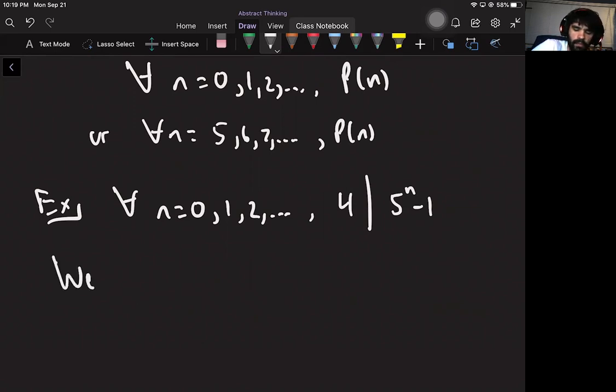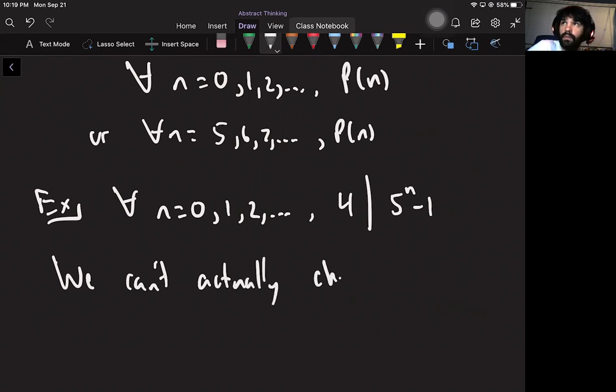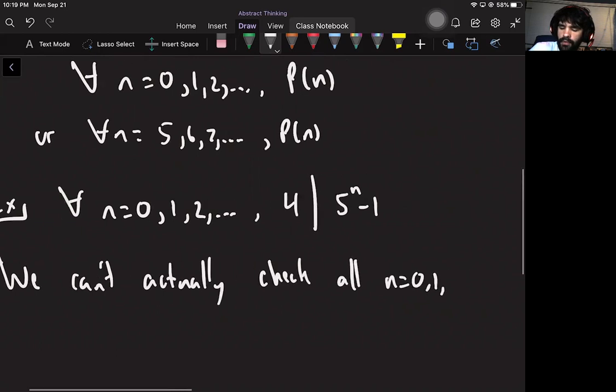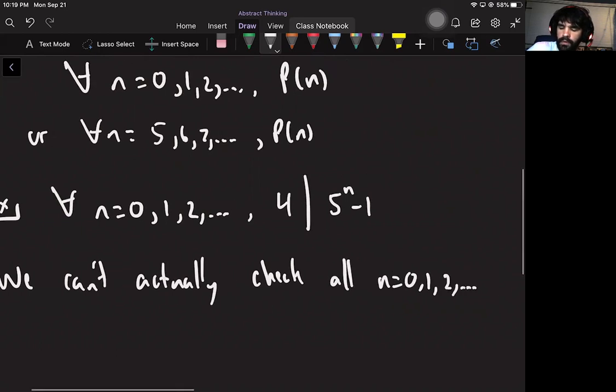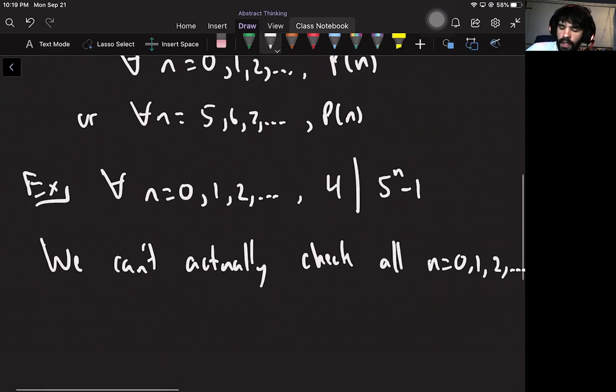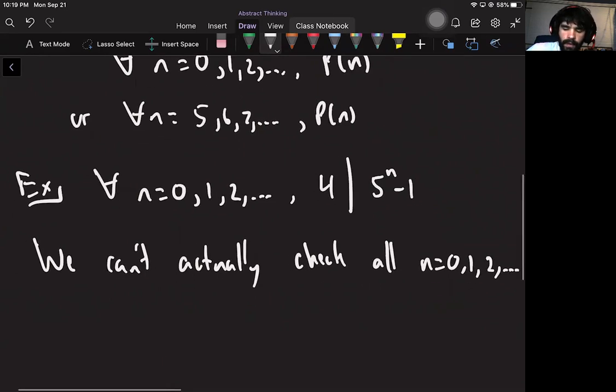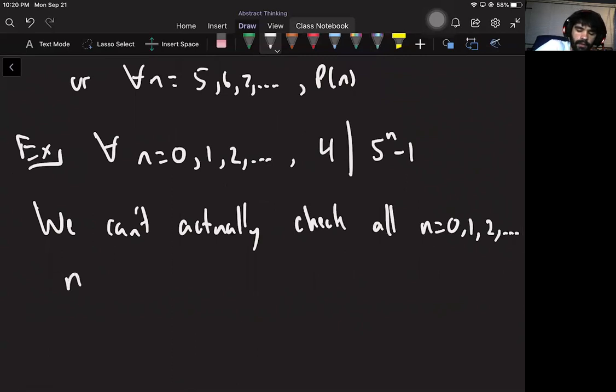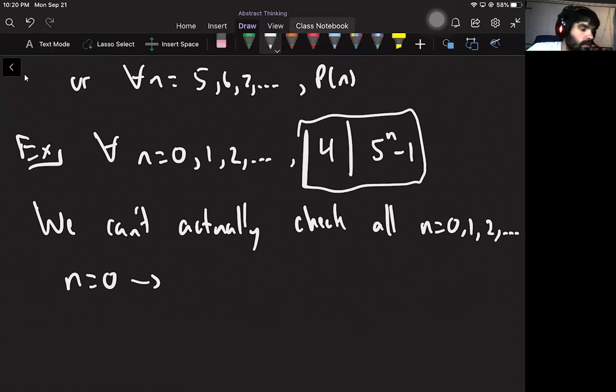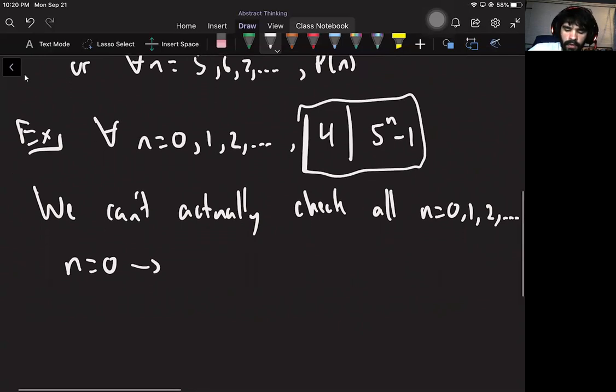Okay, so we can't actually check all numbers. Well, not even all natural numbers. It would be worse if it was all real numbers. But in any case, we can't check all these numbers. You can certainly try if you want to, and it doesn't hurt to try a couple just to see if you think the claim is true. So what is this saying? This is saying that 4 divides 5 to the n minus 1, starting from 0 and going up.